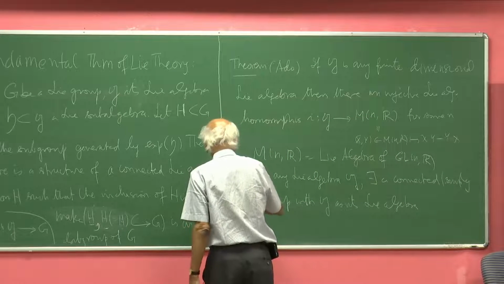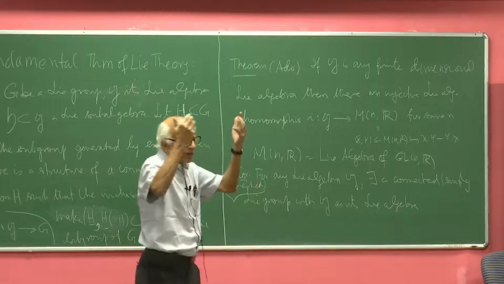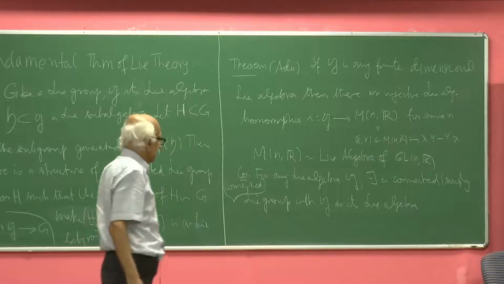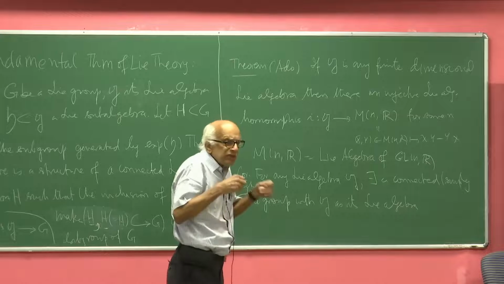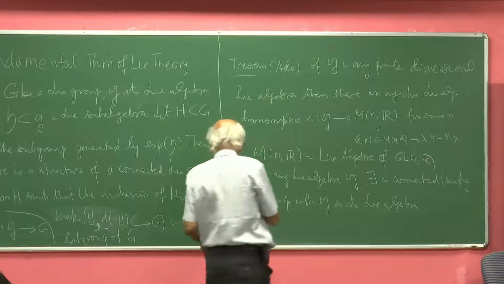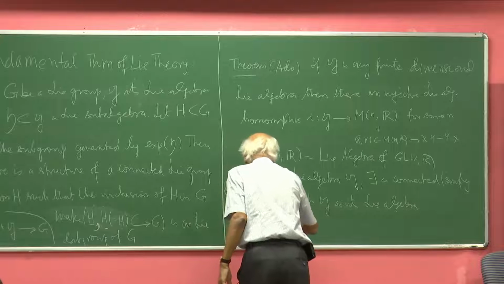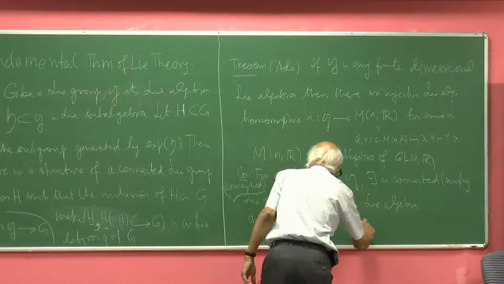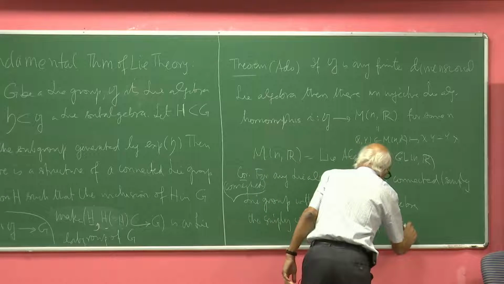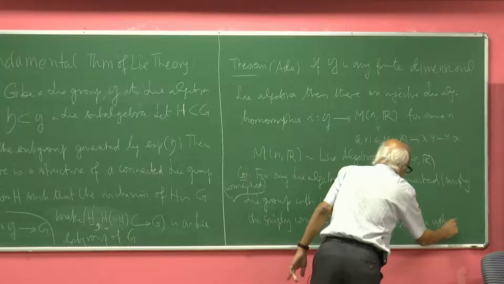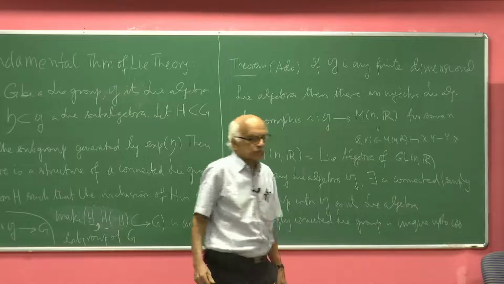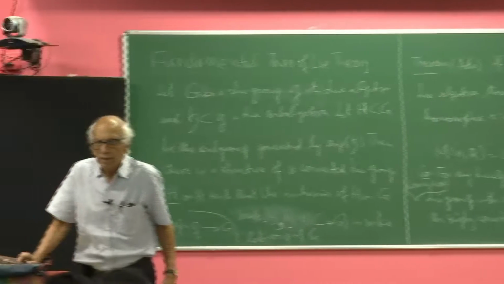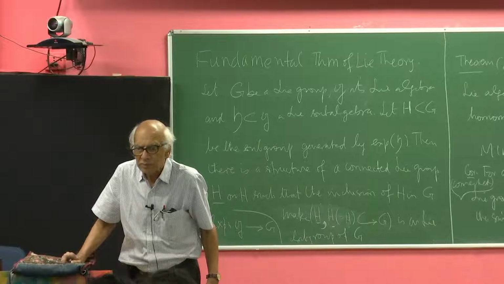Because if you have a connected Lie group, its universal covering is automatically a Lie group and has the same Lie algebra. Because of that, once you say simply connected, it's even unique up to isomorphism. The simply connected group is unique up to isomorphism. One question is: is the structure on H coming from that of G?